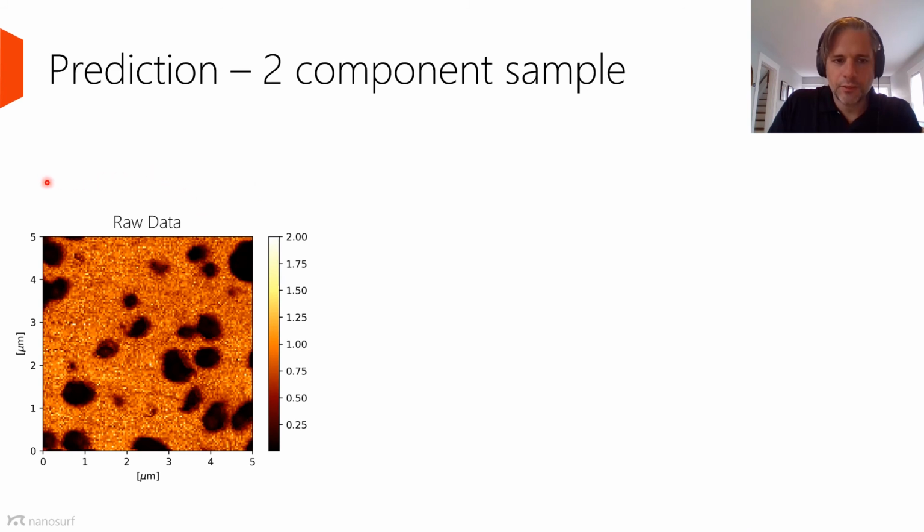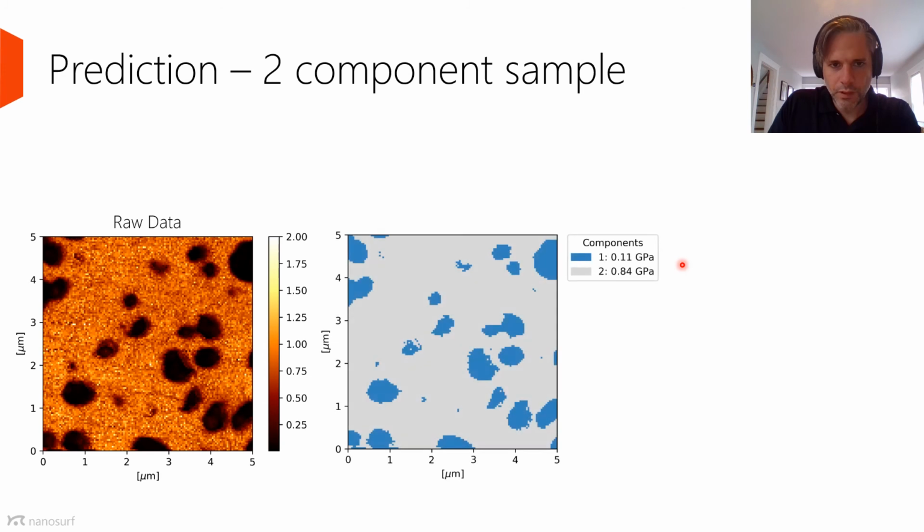So let's take a look at the first 2-component sample. Again, this is the raw data. If I apply the Gaussian mixture model to it, it correctly identifies the 2 components. Component 1, which is here highlighted in blue, has a mean stiffness of 0.11 gigapascals, or about 100 megapascals. The other component is this gray color here with a mean of 0.84 gigapascals.